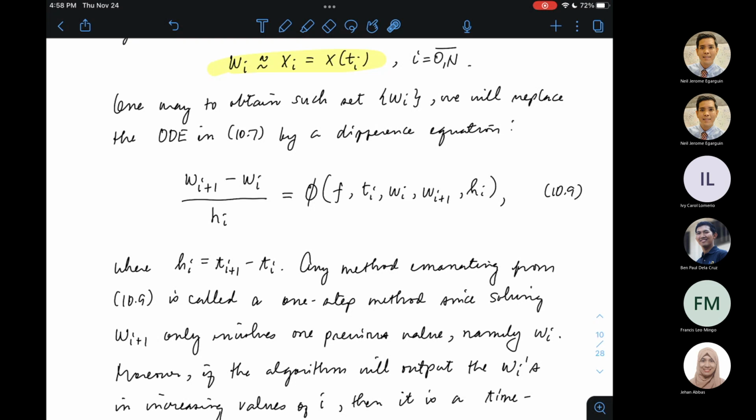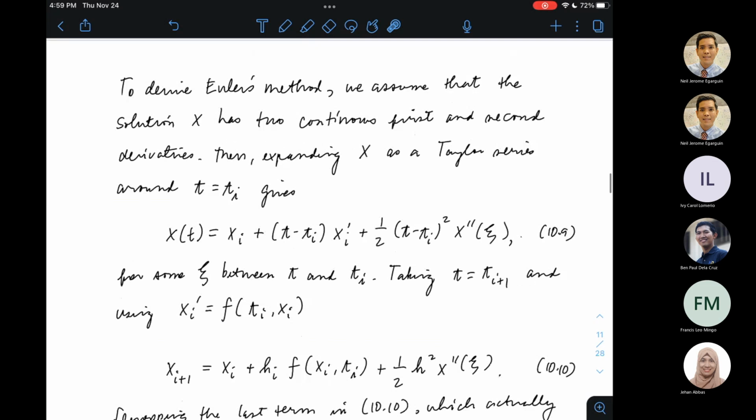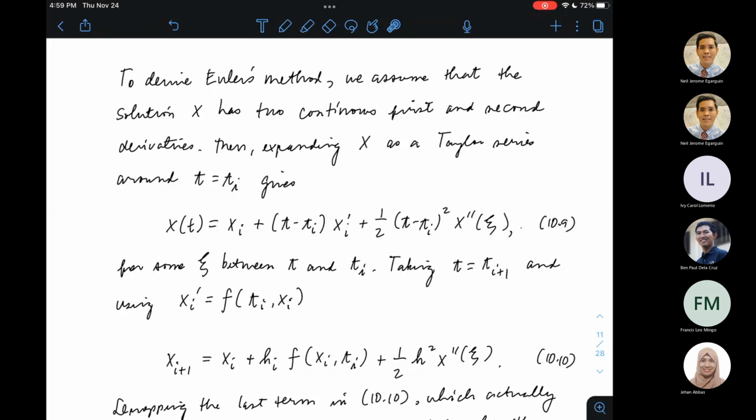Pero that would have been very helpful, especially if we have an implicit method. Kapag hindi natin ma-isolate si W sub I plus 1 sa isang side ng equation 10.9. But Euler's method, luckily, is a one-step time-marching algorithm that is explicit, meaning we can solve for W sub I plus 1 explicitly in terms of the previous data, the previously available data. Okay. Now, let's take a look at the derivation of Euler's method itself.